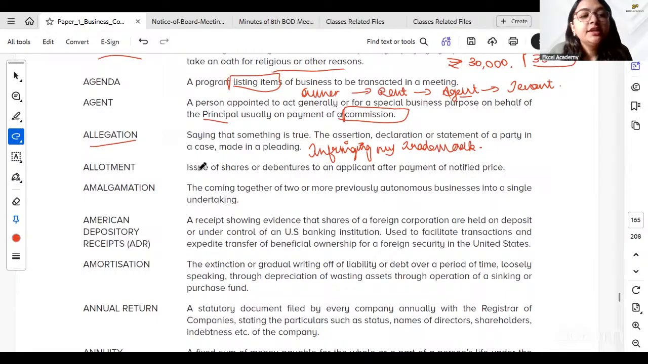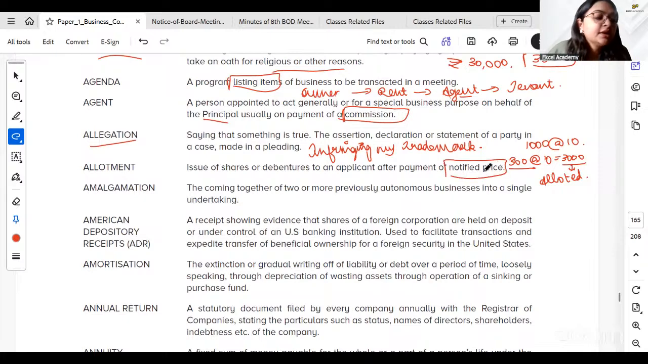Okay, allotment: issue of shares or debentures to an applicant after a payment of a notified price. Let's say a company is issuing 1,000 shares at 10 rupees each. Now I want to invest. I want to, say, buy 300 shares. So for 300 shares, I'll have to pay 10 rupees each, right? So in total, I'll have to pay 3,000 rupees. Once I have paid 3,000 rupees, these 300 shares will be allotted to me. So allotment happens after you have paid a specified amount of price, a notified price, which the company will decide.